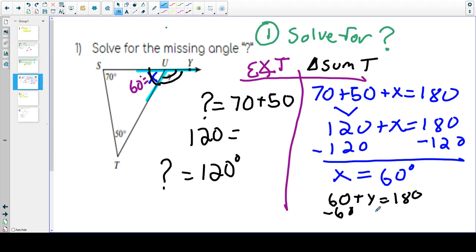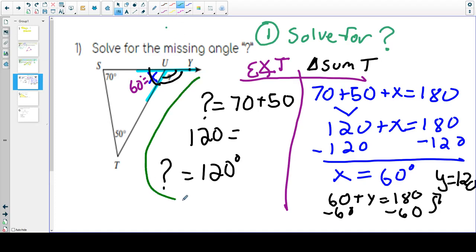Subtract 60 on both sides, and you get that y, which is our missing angle, which happens to be the exterior angle, equals 120. But look, did both of these methods work? Absolutely. But which one was much easier? This one.